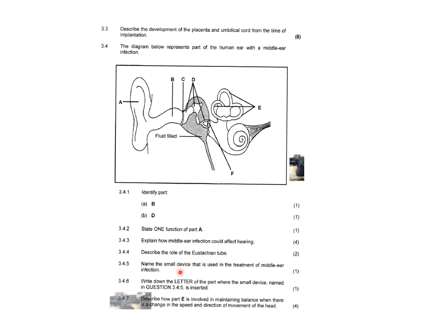3.4.5, name the small device that is used in the treatment of middle ear infection. 3.4.6, write down the letter of the part where the small device named in 3.4.5 is inserted. And 3.4.7, describe how part E is involved in maintaining balance when there's a change in speed and direction of movement of the head. Right, let's do some revision before we answer this question.